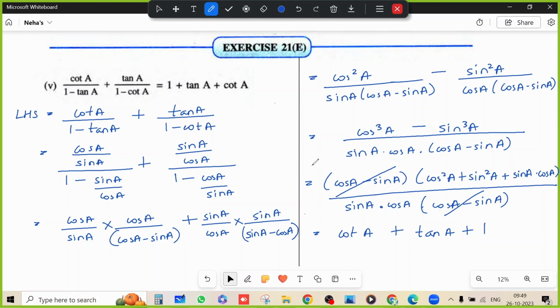And this is equal to the RHS, and hence we have proved that the left hand side is equal to the right hand side.